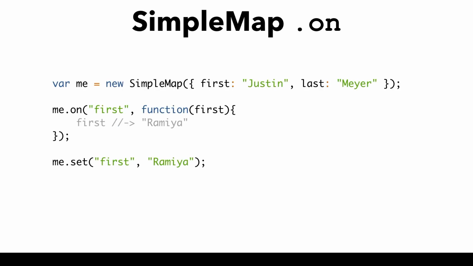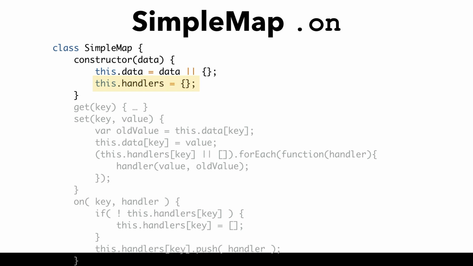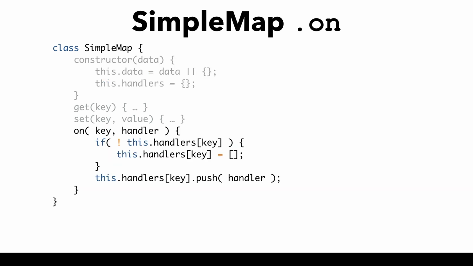Now let's implement on. On lets you listen to when an individual property changes. This shows listening to first. When first is set, the first handler is called with a new value. To implement on, we'll store a handlers object on each map. On will add handlers to the handlers object inside arrays organized by the property name or key someone used to register the handler.